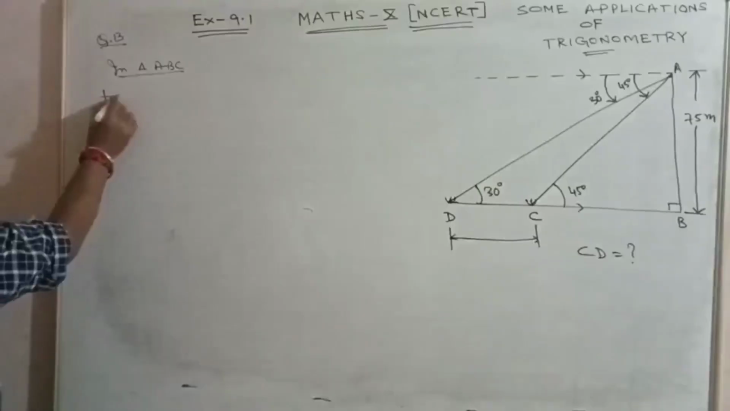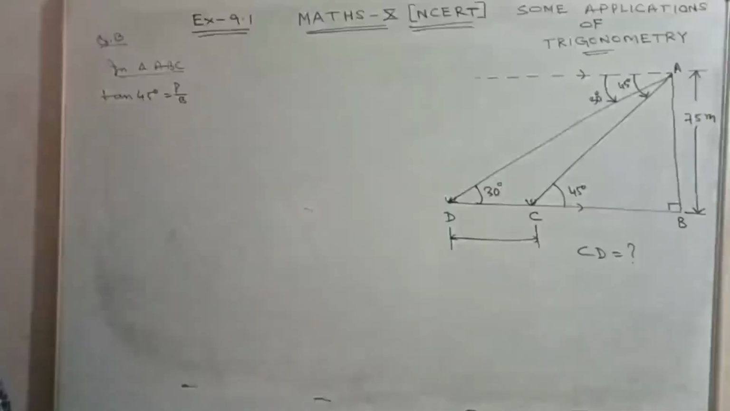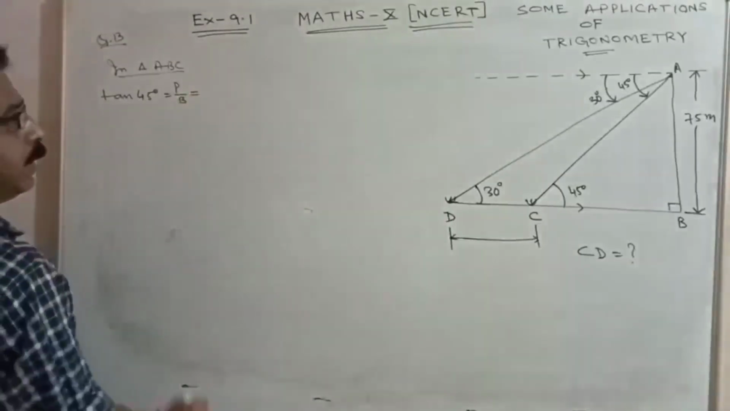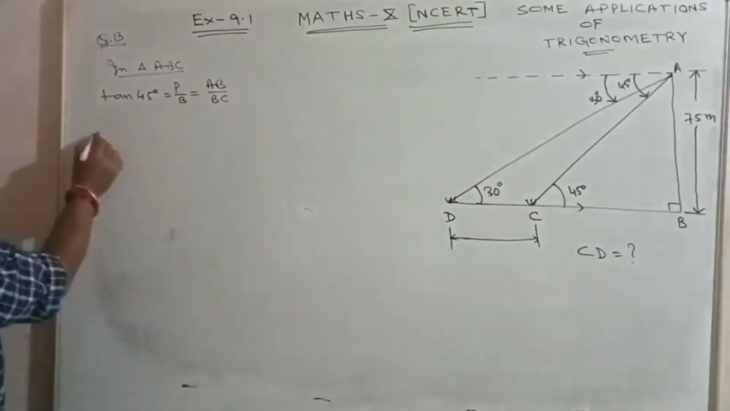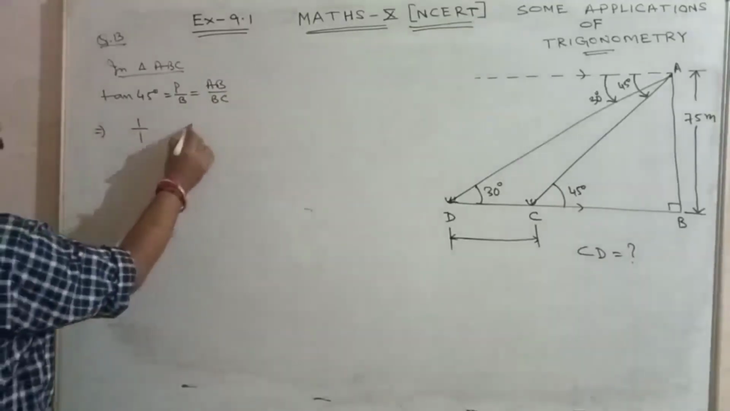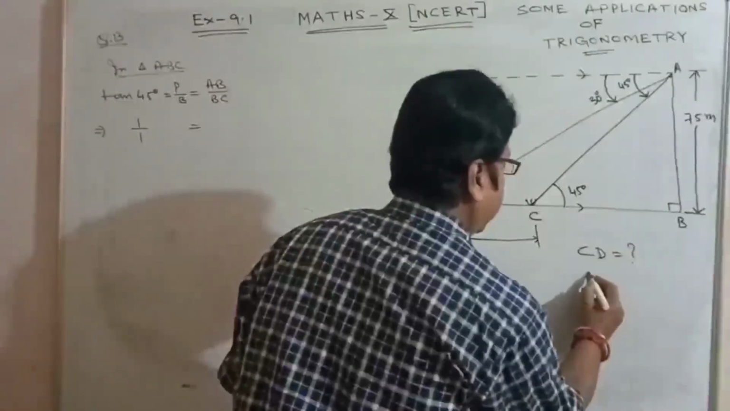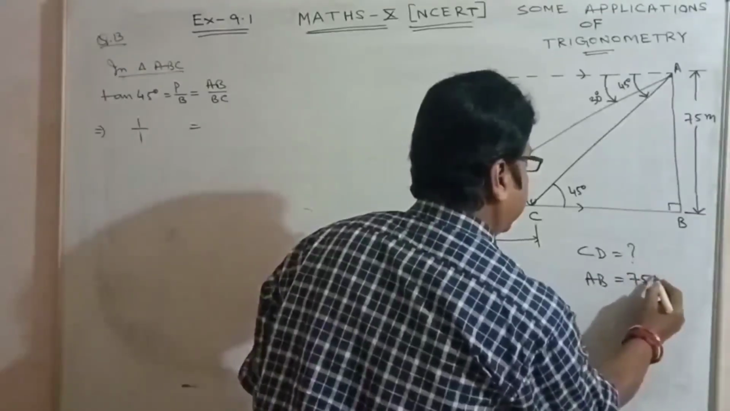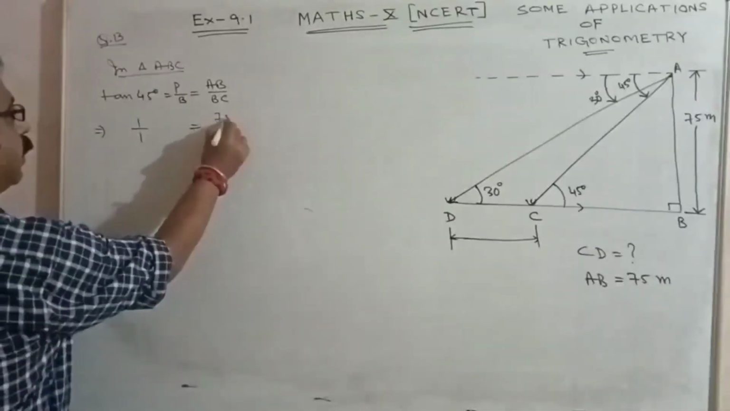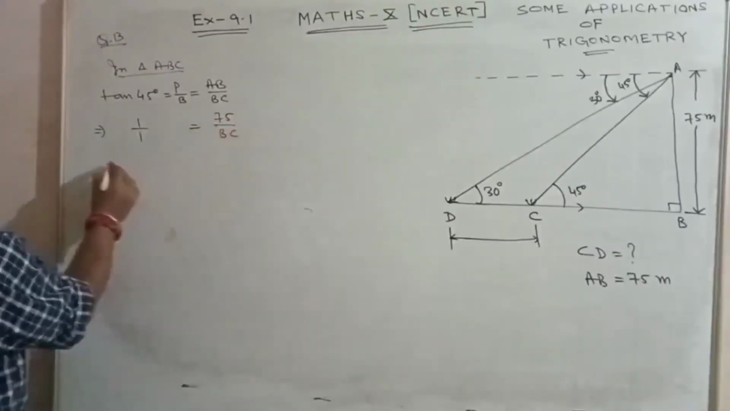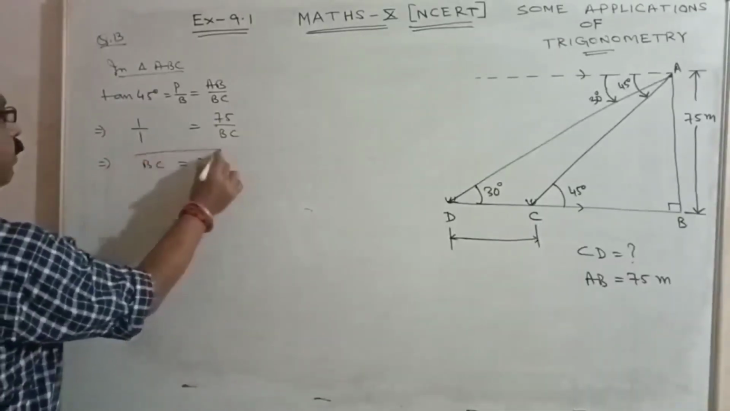tan 45 degree equals to perpendicular upon base, means AB upon BC. Tan 45 degree is 1. AB is known. Here it is given AB is 75 meter. 75 upon BC. That means BC is 75 meter.